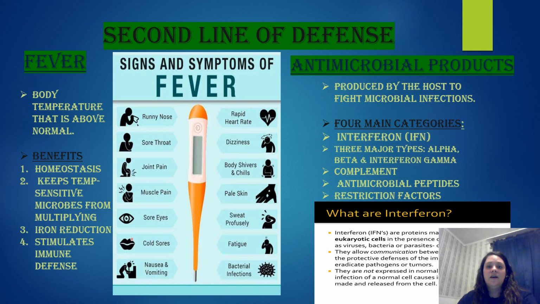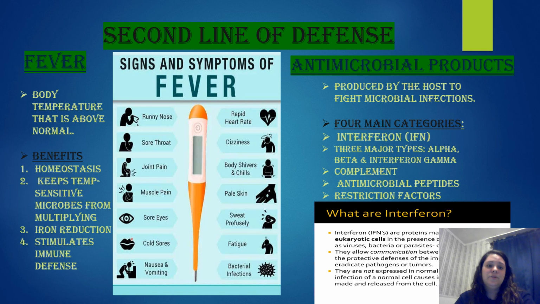So for the second line of defense, the first one I'm going to talk about is fever. Fever is what keeps pathogens from multiplying that are sensitive to high heat temperatures. Examples would be polio, the common cold virus, HPV, mycobacterium species. All those, they don't like a high heat environment. So it would be those for examples.